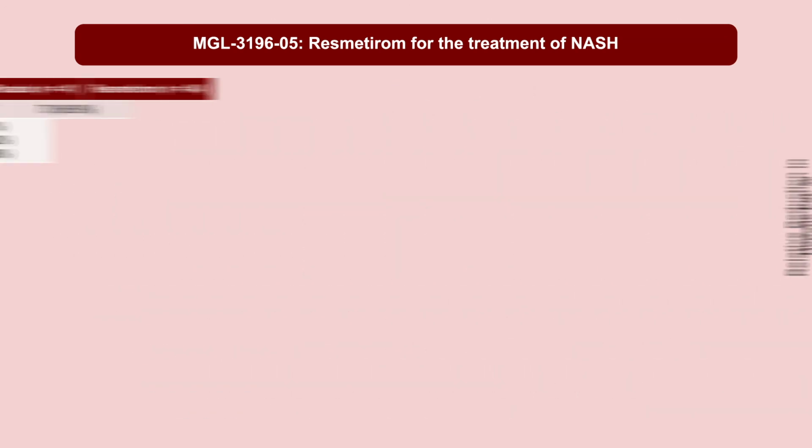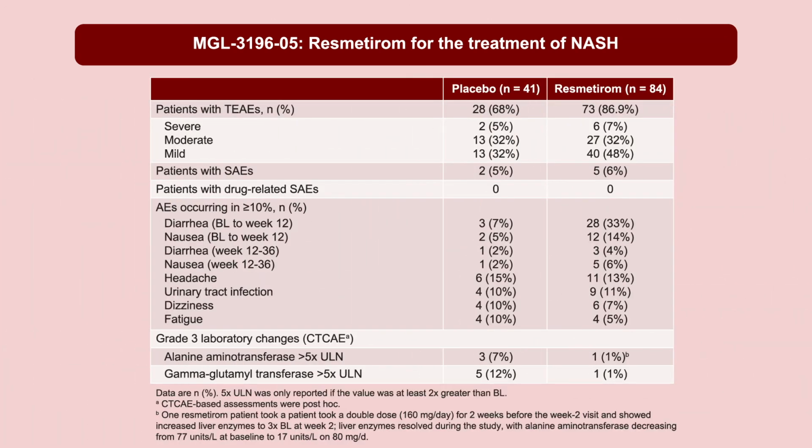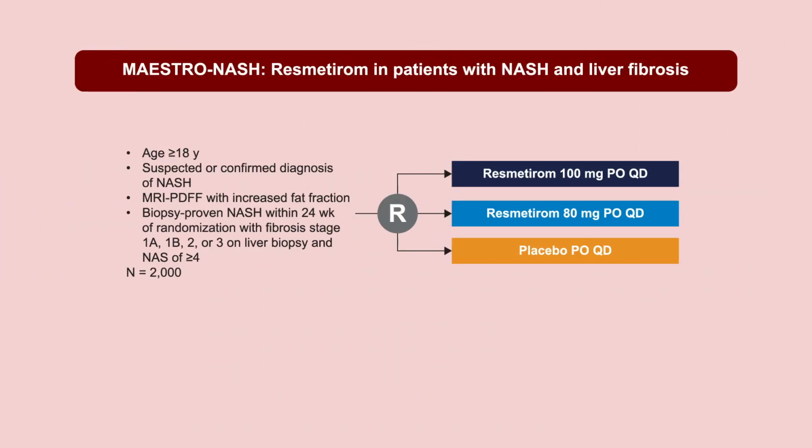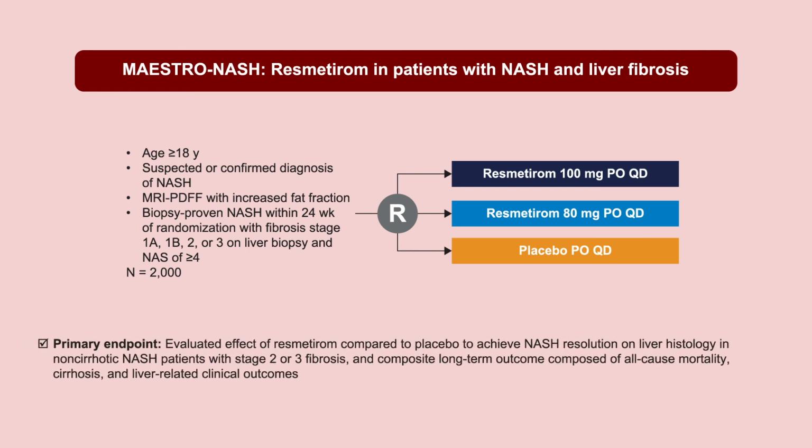Looking at the safety data for Resmetirom, no significant difference was seen in terms of severe adverse events related to Resmetirom. However, there were slightly higher mild treatment emergent adverse events relative to placebo. With the success of the phase 2b program with the thyroid hormone beta receptor agonist Resmetirom, Maestro-NASH trial has been initiated. The primary endpoint is to compare resolution of NASH in non-cirrhotic patients with biopsy-proven NASH with stage 2 or 3 fibrosis relative to placebo, and then also look at composite long-term outcome composed of all-cause mortality, cirrhosis, and liver-related clinical outcomes.